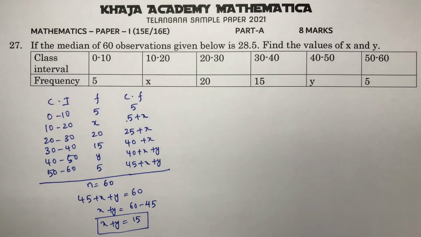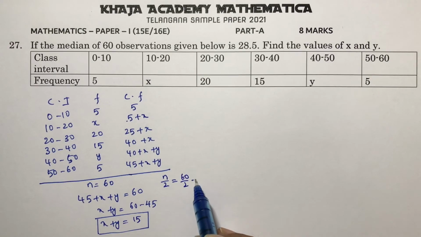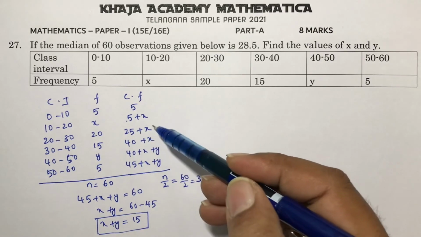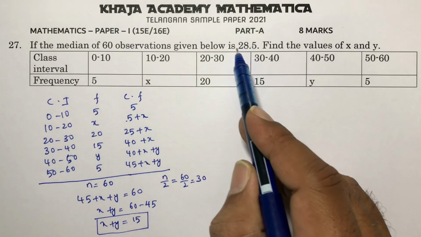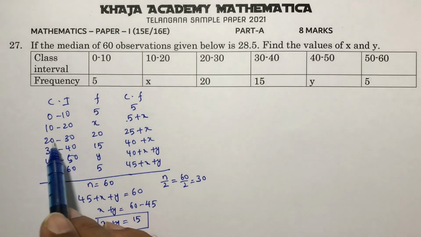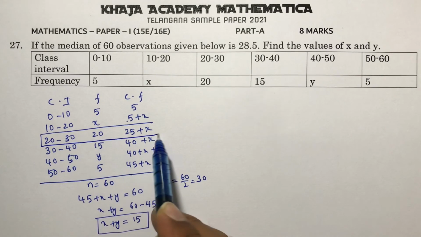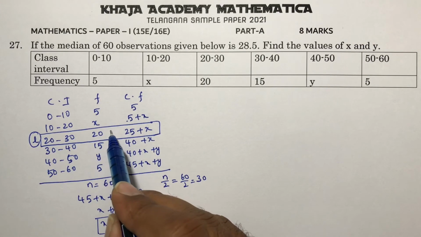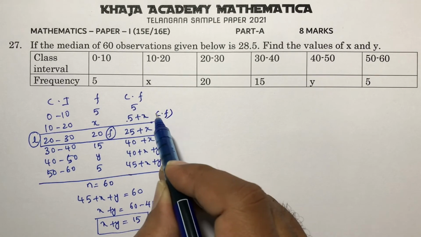Now we need to select the median class. Usually how will you select the median class? We'll find n by 2, 60 by 2, 30. Now we'll see this value in CF, but here we have the missing frequency, so we don't know exactly where we'll get 30. So in these missing frequency problems, we need to see the answer. Answer is 28.5, and 28.5 will come between 20 and 30. So here the median class is 20 to 30. In this, lower boundary is 20, and small f is the frequency of the median class, and CF is the cumulative frequency preceding the median class.